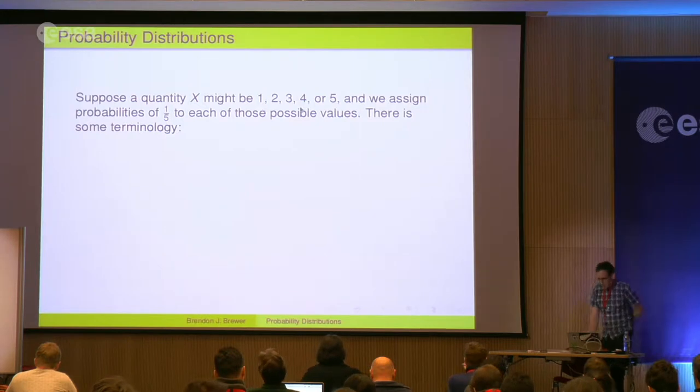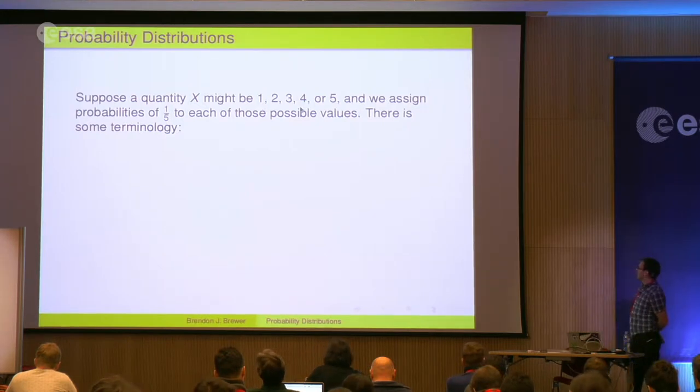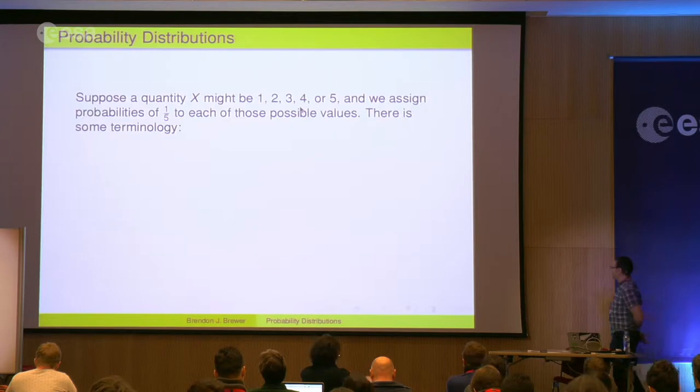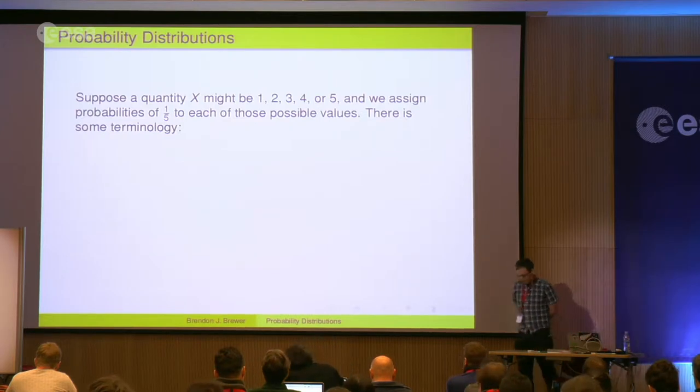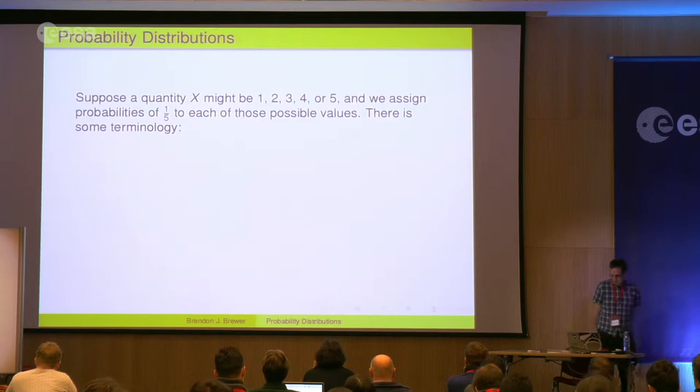So here's an example. X, some unknown X, might be 1, 2, 3, 4, or 5, and we assign equal probabilities of 1/5 to each of those possibilities. That's a probability distribution.